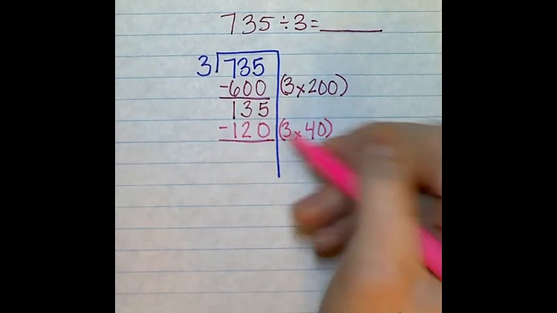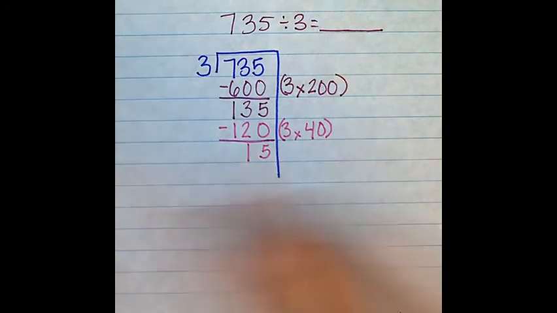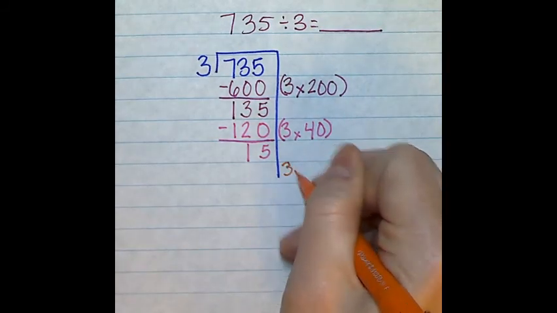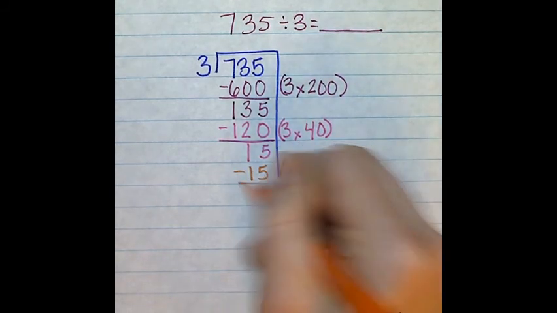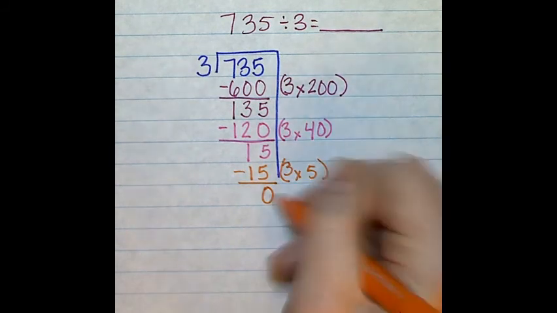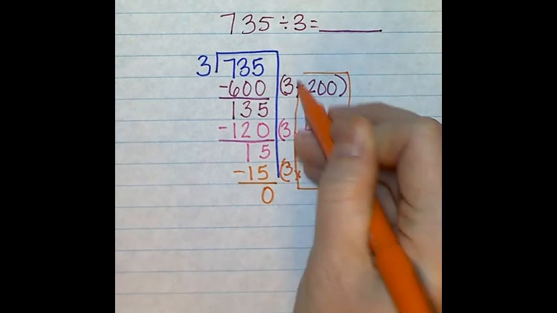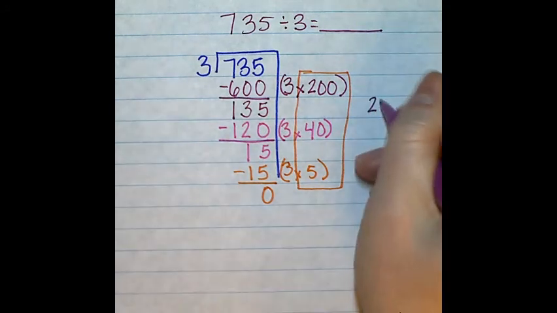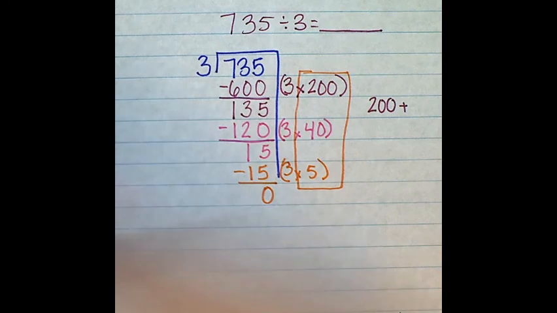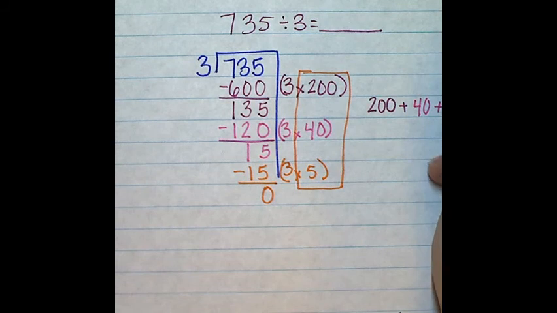Again, I subtract. I have 5 ones and 1 10. And I know 3 times 5 equals 15. So when I subtract, I have a remainder of 0. So then I can go ahead and add up all of my factors that I used to multiply. So I have 200 plus 40 plus 5, and together that equals 245.